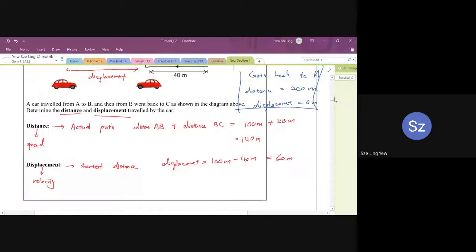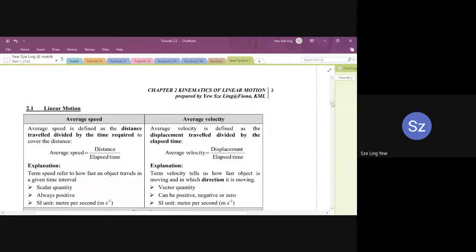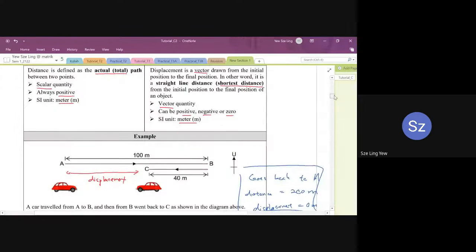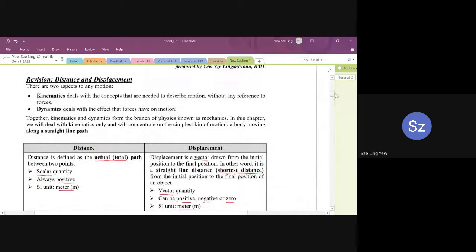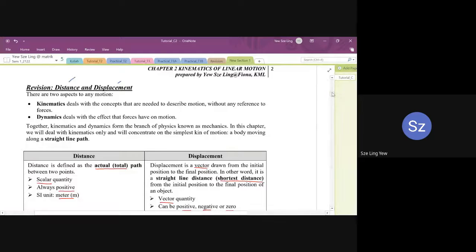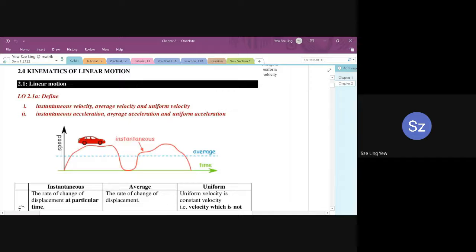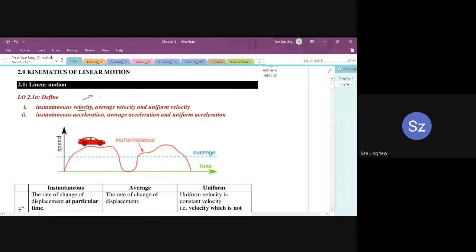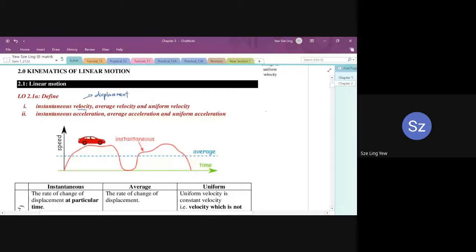I think that's it for the revision. The next part is a new chapter already. Make sure you know the difference between distance and displacement before we proceed to chapter 2, because chapter 2, if I'm not mistaken, begins with velocity. Velocity means that we're going to use displacement. If the question asks you about speed, then you have to use distance.